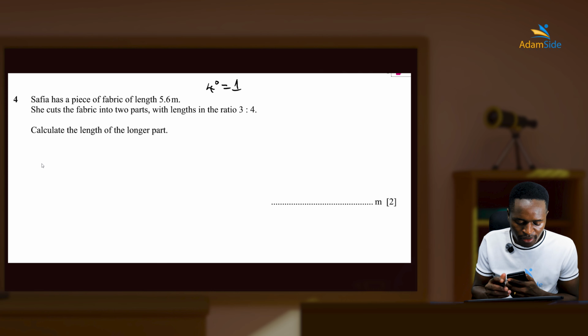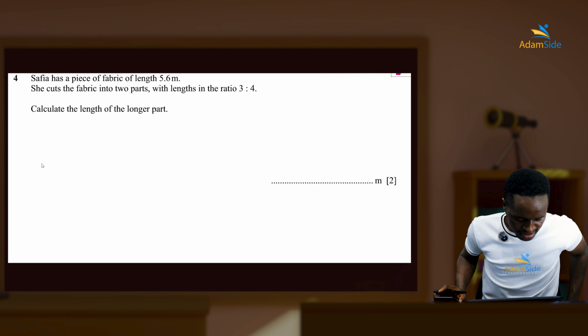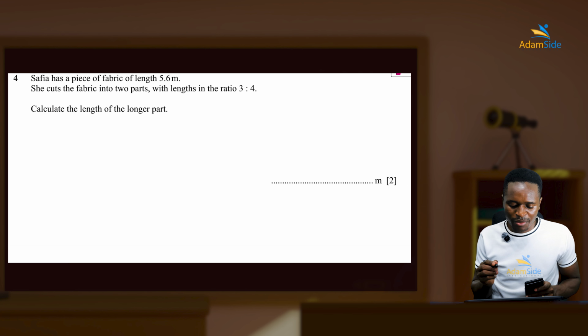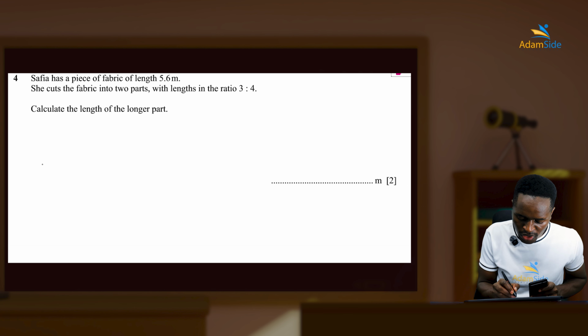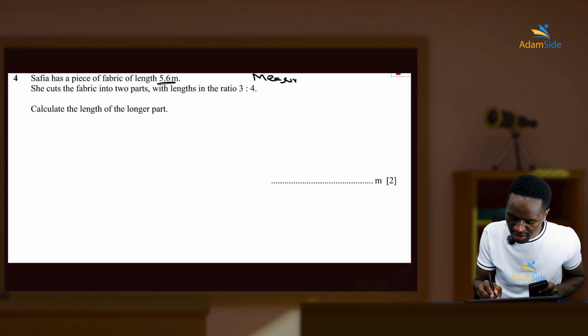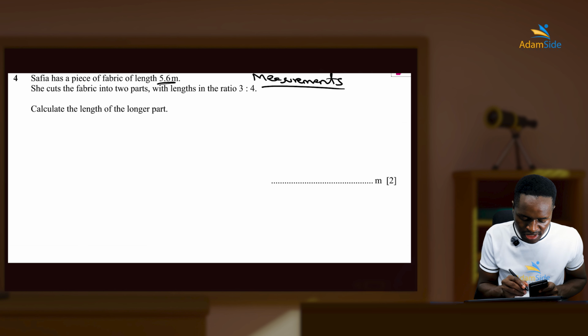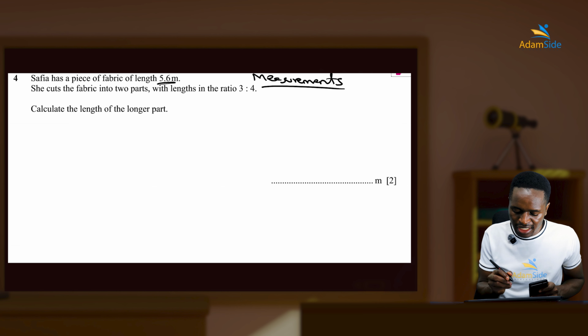Question number 4. Sophia has a piece of fabric of length 5.6 meters. She cuts the fabric into 2 parts with lengths in the ratio of 3 to 4. Calculate the length of the longer part. This is very easy. So you have 5.6. This is measurement, in the unit of measurement. You need to know which unit you're talking about. So this is distribution of quantities. So she cuts the fabric into 2 parts with lengths in the ratio of.